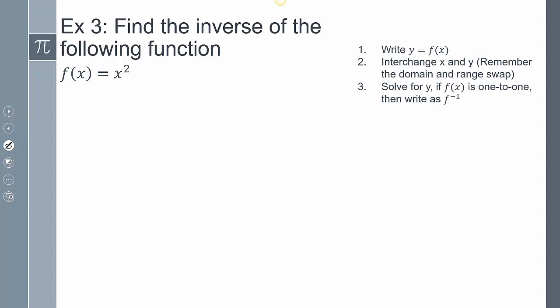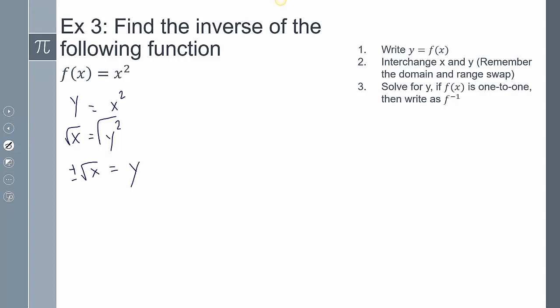Now finding the inverse of this function here. So we said we write it as y equals. Now interchanging my x and y's. Now solving for y, I have to take the square root. So I'm going to get plus or minus the square root of x equals my y.